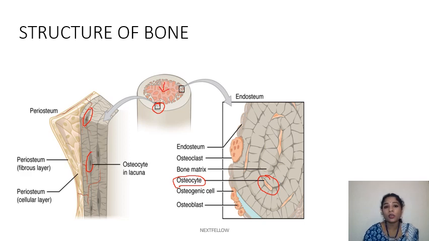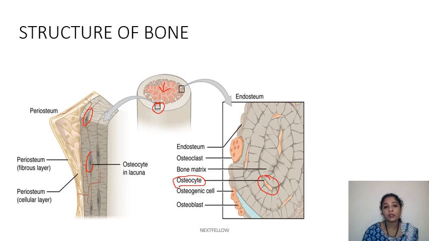So here is the bone marrow where the blood cells are formed in fetal life. And in adults, in the shaft of a long bone the red bone marrow is replaced by yellow bone marrow, whereas in the epiphysis the red bone marrow persists in adult life also, which produces blood cells.